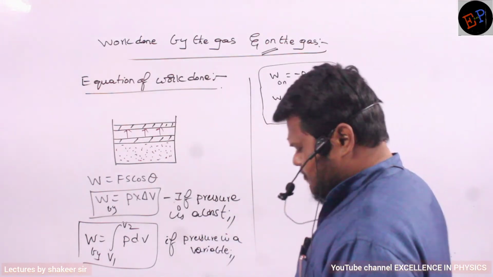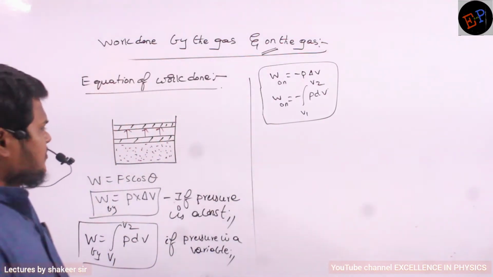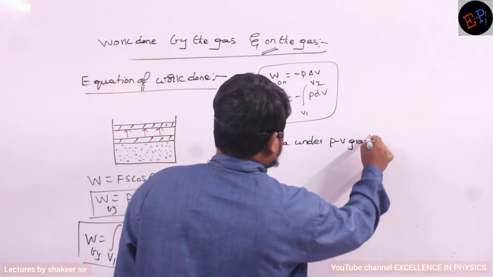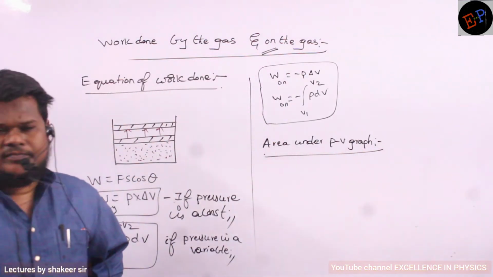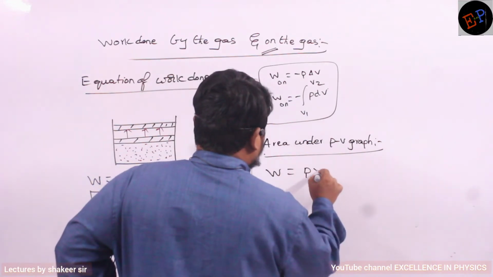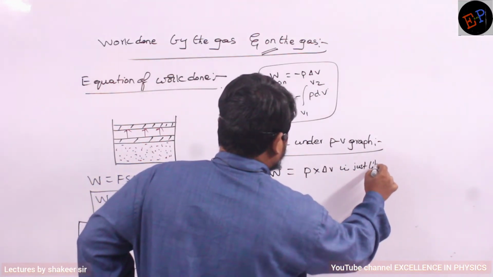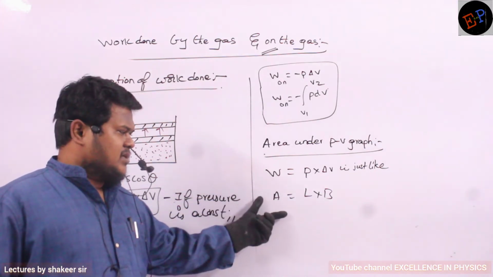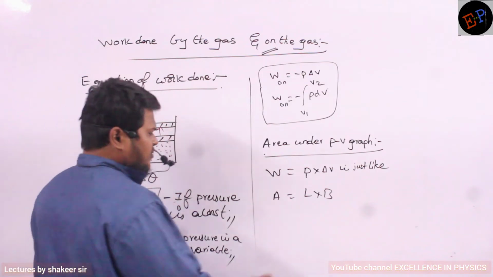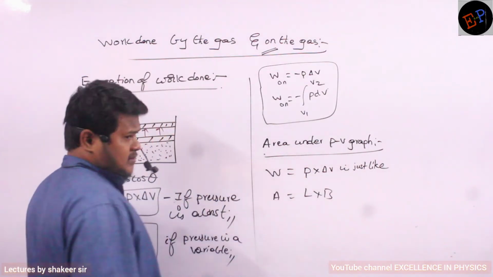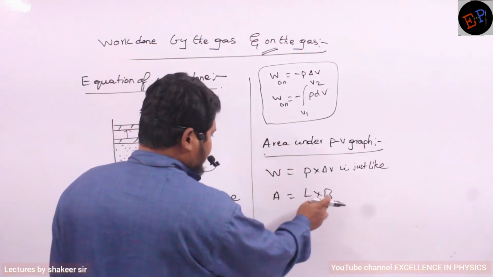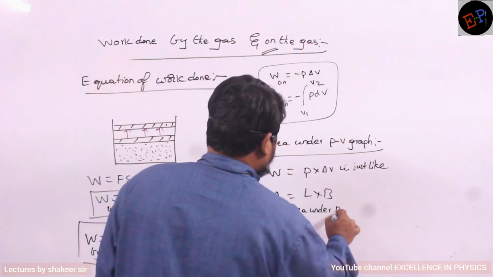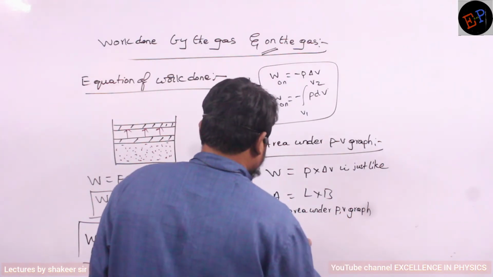That's it. Now see, one more point we have to study: area under the PV graph. So work done is equal to P into delta V, which is just like area is equal to length into breadth, no? This format of the equation is just like that. So therefore, if you take the area under pressure and change in volume, then you will get work done. That is the meaning of it. If you take the area under length into breadth, that is called area, no? Clear? Similarly, area under the PV graph gives work done.